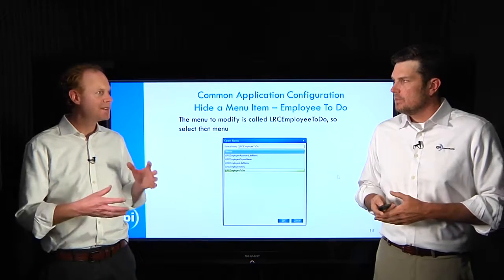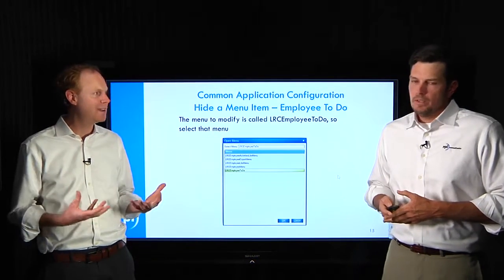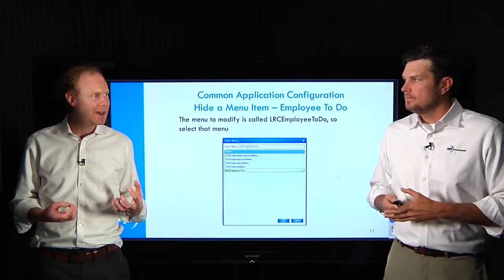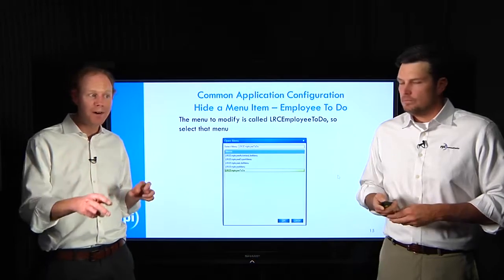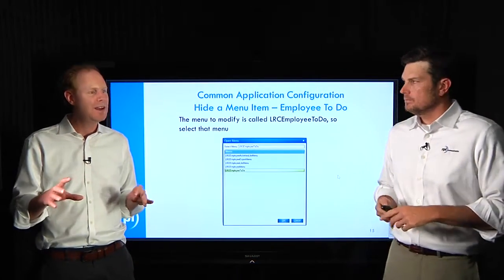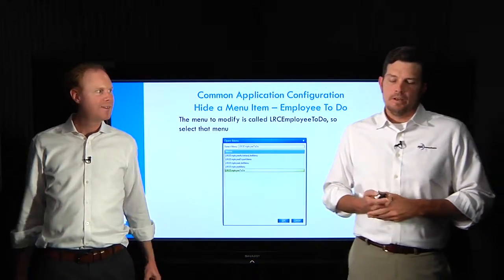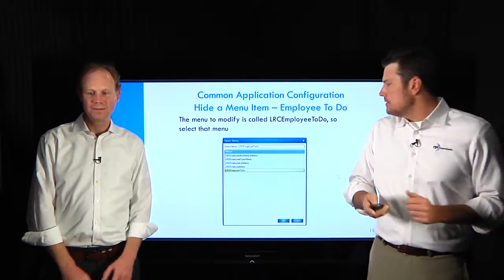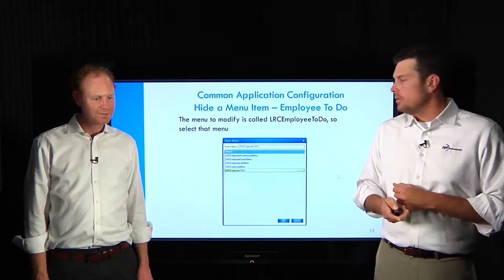So to customize a menu in Landmark, I need to know what the name of that menu is. Right. And the trick to finding that is, just like in Portal, you can Control-Shift-O to get information about the field you're in. In Landmark apps, it's Control-Shift-Click. Left click, yep. So the menu we're going to modify here is the LRC Employee To Do menu.